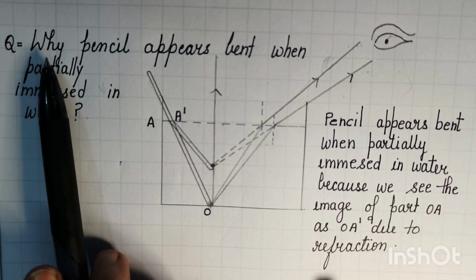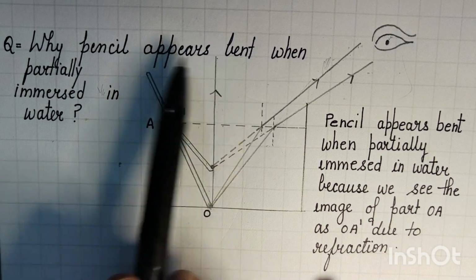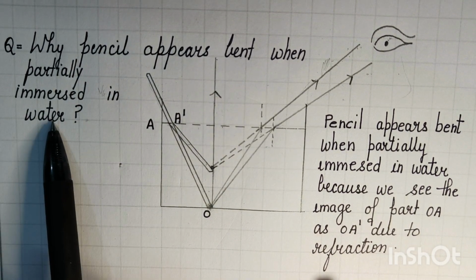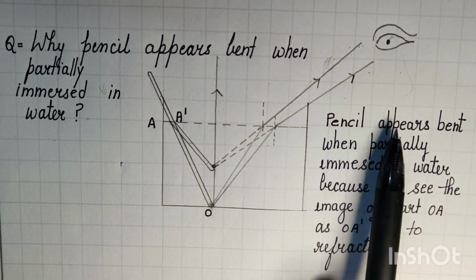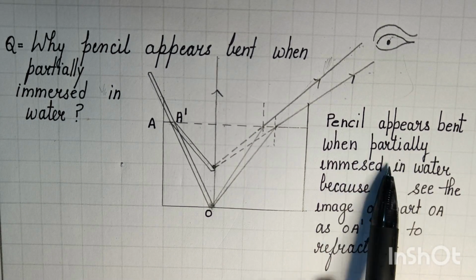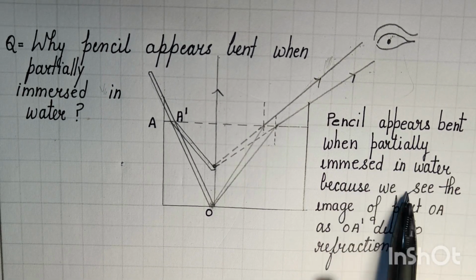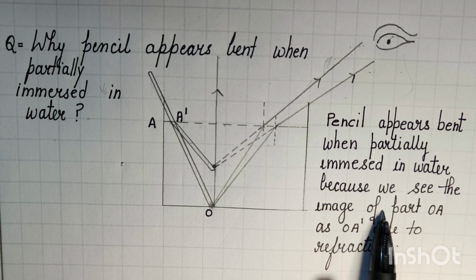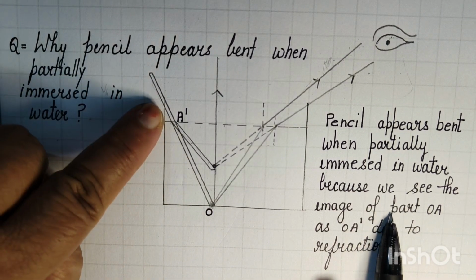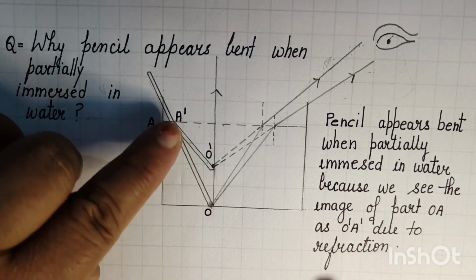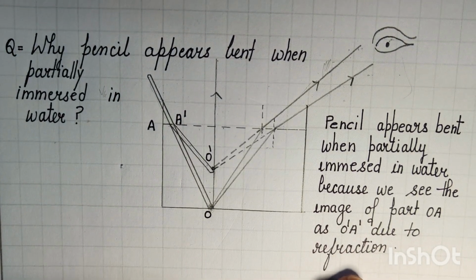So now let us see what the question is. Why does a pencil appear bent when partially immersed in water? And the answer will be: a pencil appears bent when partially immersed in water because we see the image of part OA as O'A' due to refraction.